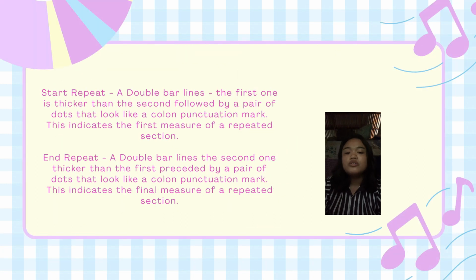Fourth is the start repeat. A double bar line. The first one is thicker than the second, followed by a pair of dots that look like a colon punctuation mark. This indicates the first measure of a repeated section. And the fifth is the end repeat. A double bar line. The second one is thicker than the first, preceded by a pair of dots that look like a colon punctuation mark. This indicates the final measure of a repeated section.